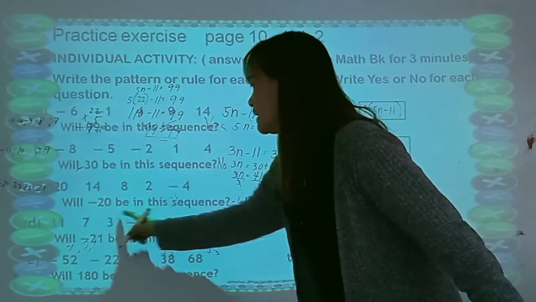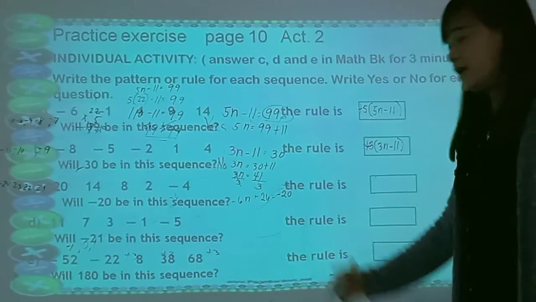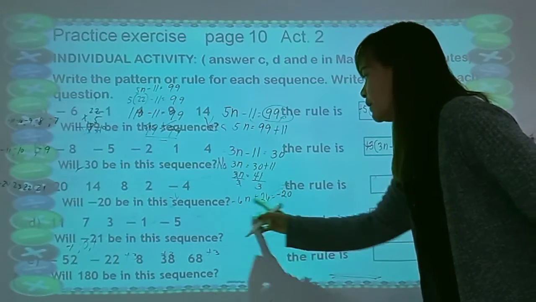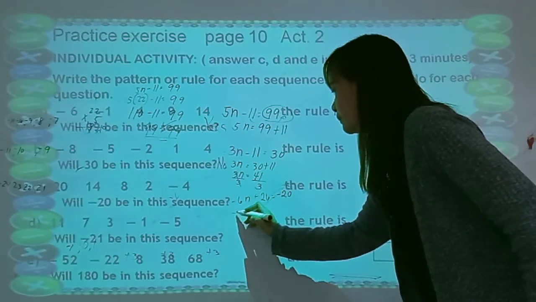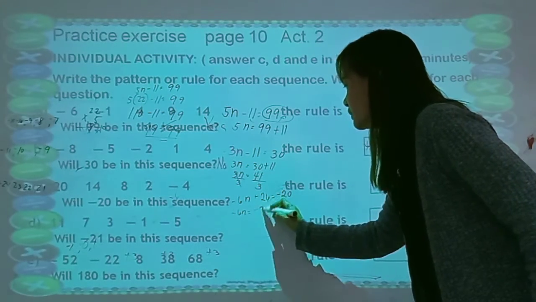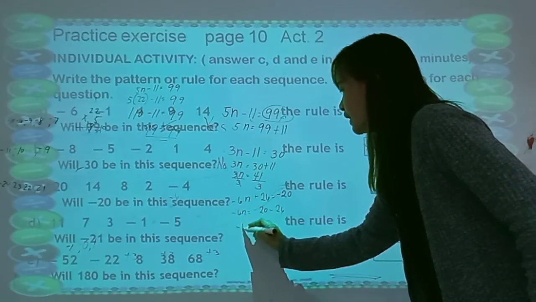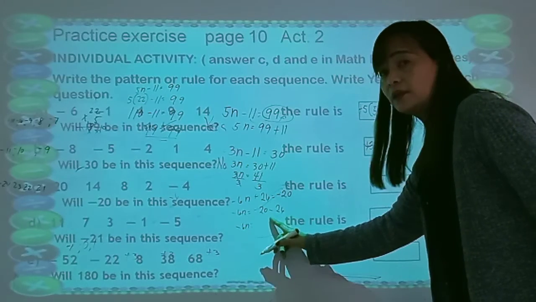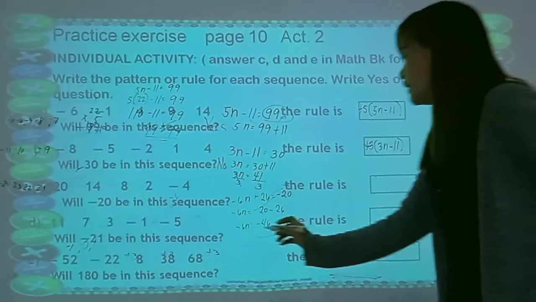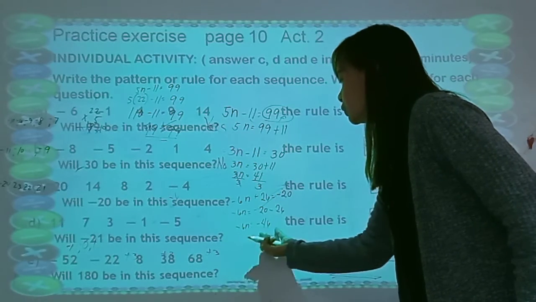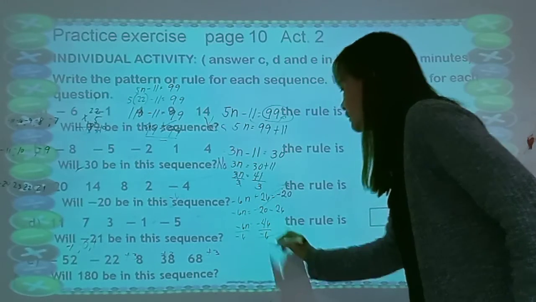Let us try. Will negative 20 be in this sequence? Let us do it. Negative 6n plus 26 is equal to negative 20. Again, to find the value of n, we need to get the additive inverse of positive 26. So we have negative 6n is equal to negative 20 minus 26. Both are negative, so we have negative 46. To remove this, we need to divide both sides of the equation by negative 6, and this one is also negative 6.